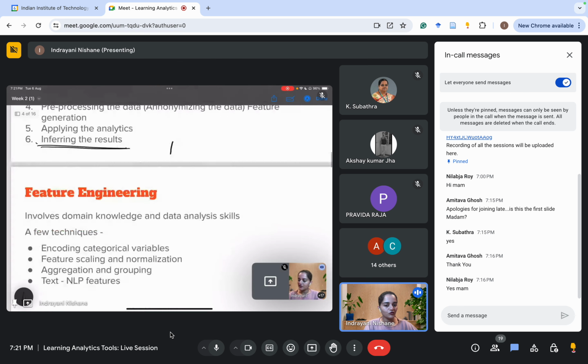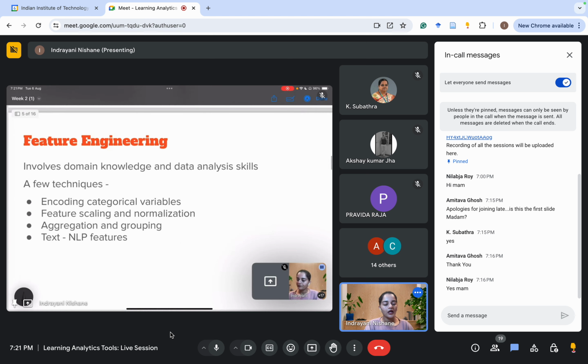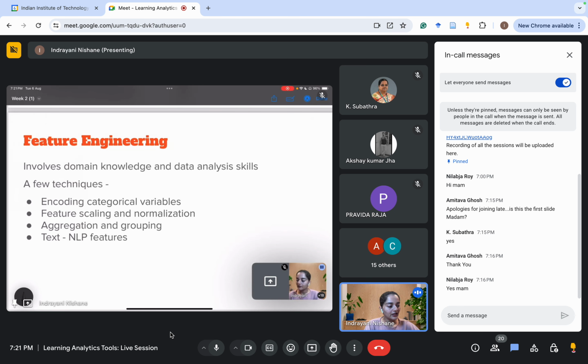Okay, so let's move on to feature generation. Now since we are dealing with learning data, how students are interacting with the environment, and what clicks they are making and so on, that domain knowledge about our subject and our topic will help us in coming up with the features.